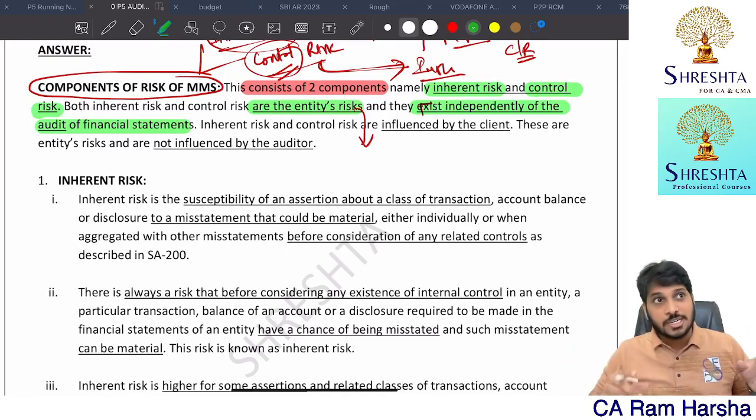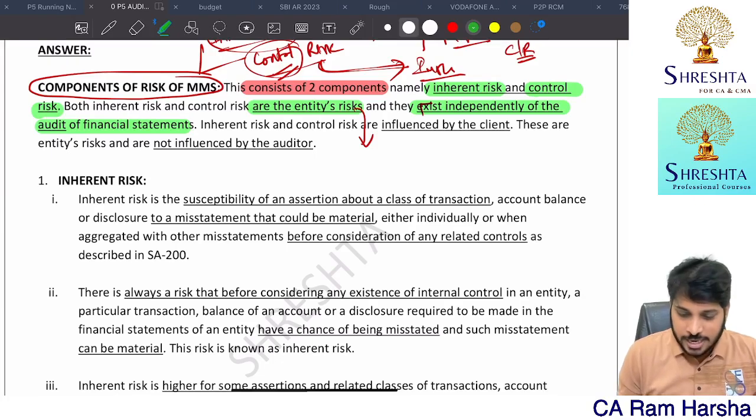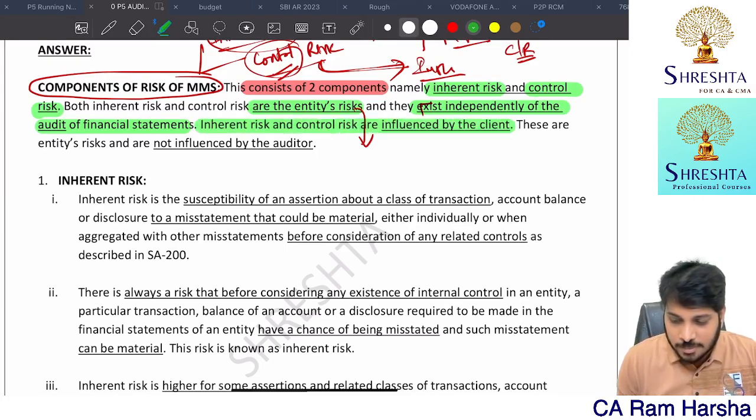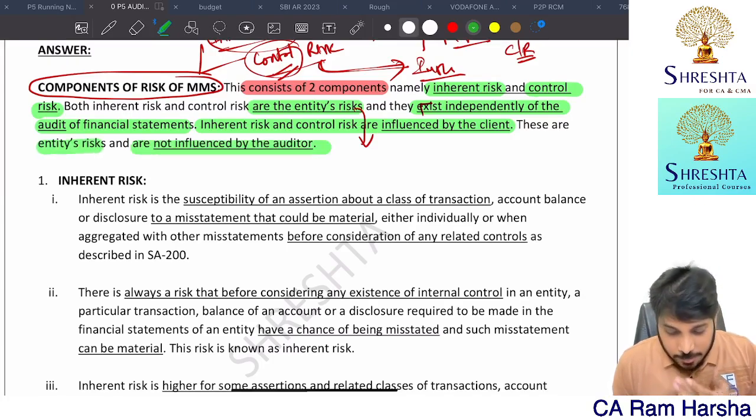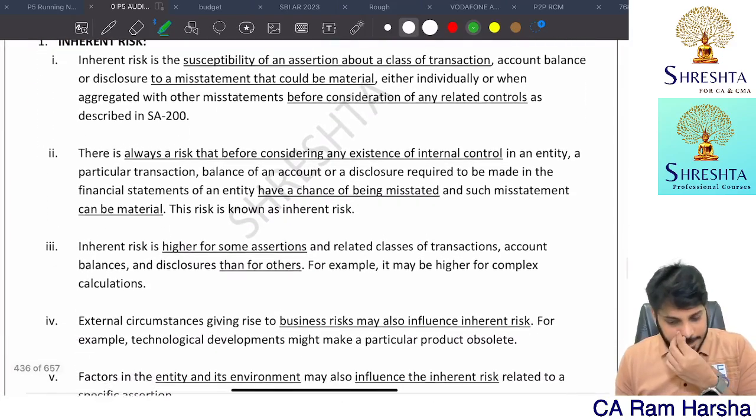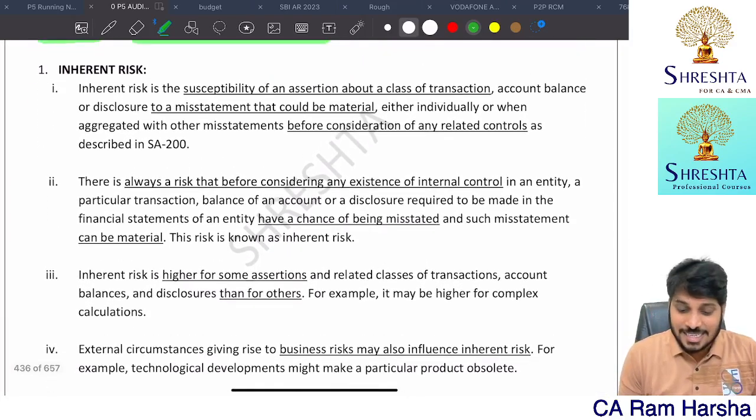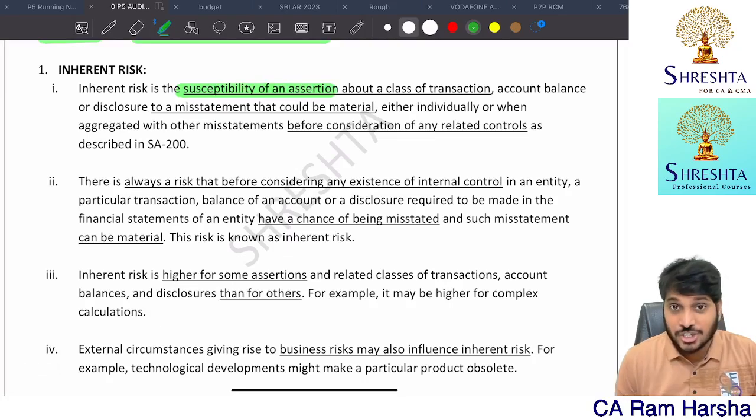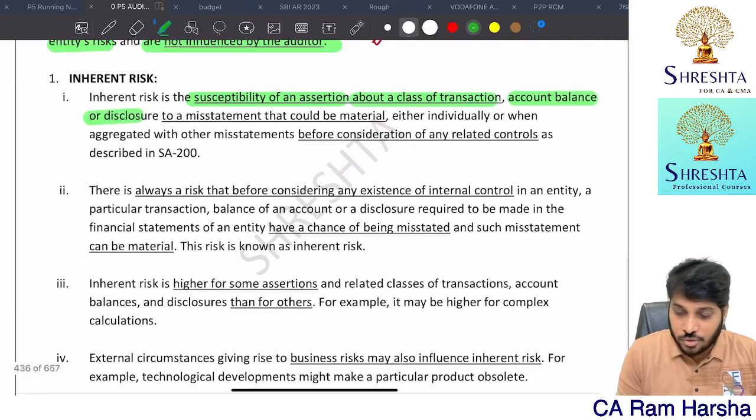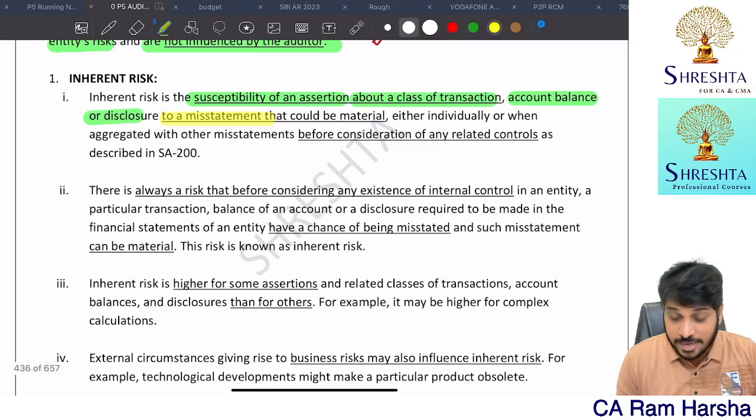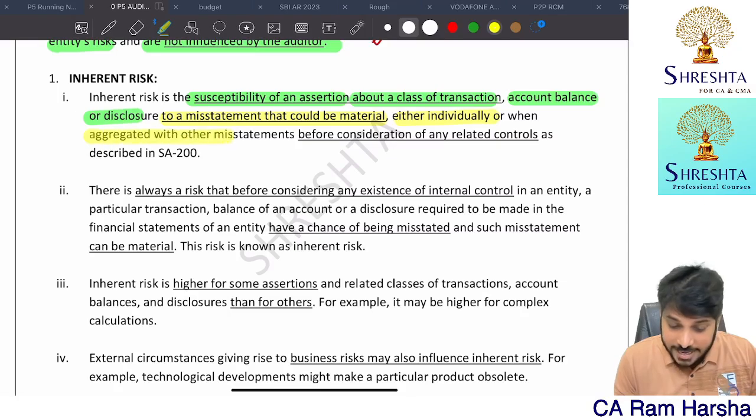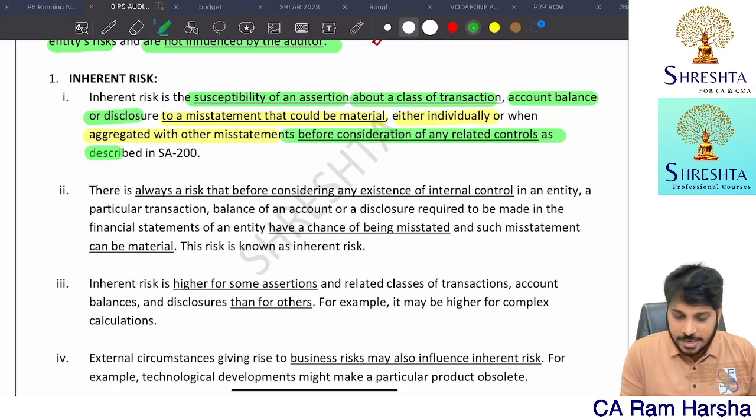It is out of our control. It is the company's risk, inherent risk. So inherent risks and control risks are influenced by the client. These are entity's risks, not influenced by the auditor. So what is an inherent risk? Inherent risk is the susceptibility of an assertion about a class of transaction or account balance or disclosure to a material misstatement, that could be material either individually or aggregated with other misstatements, before consideration of any related controls.